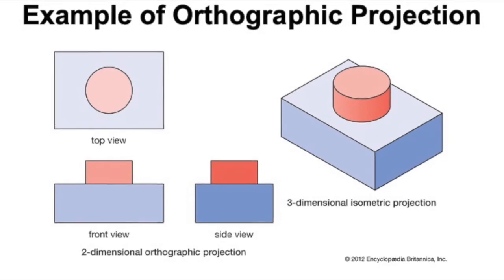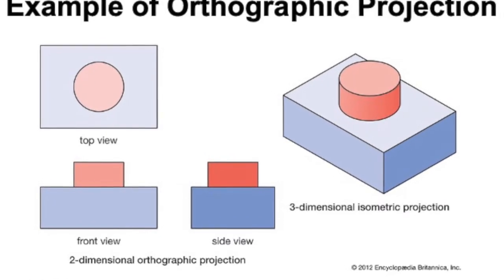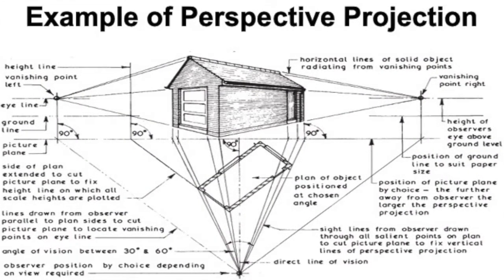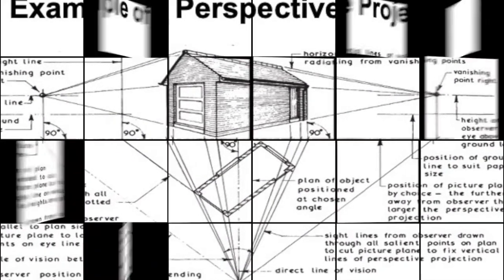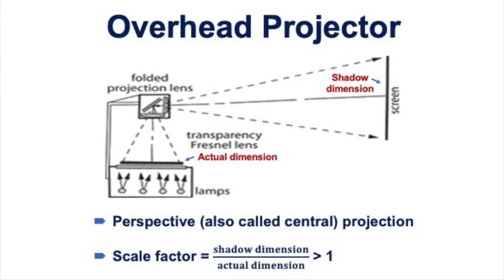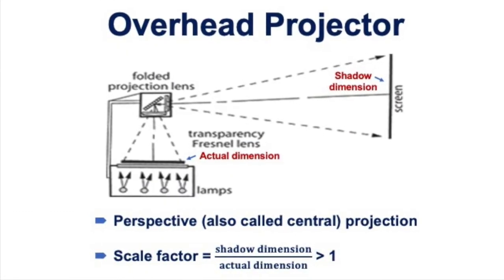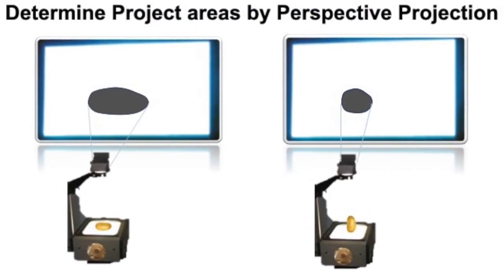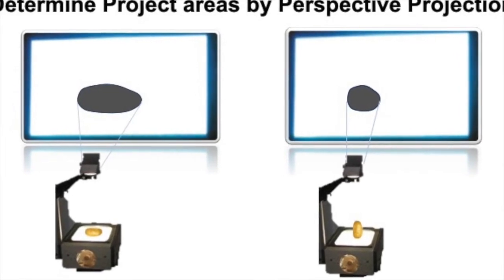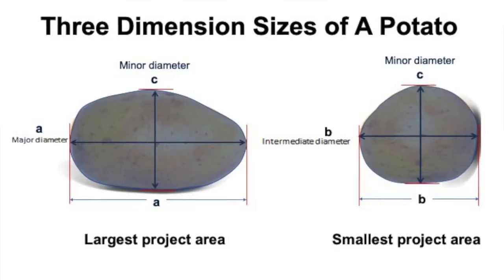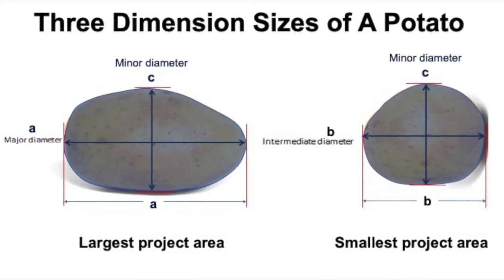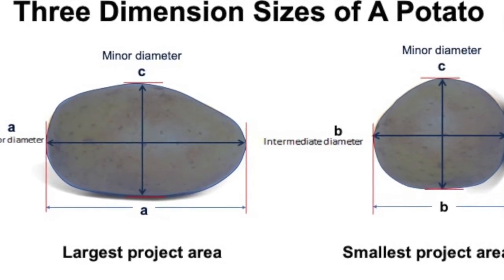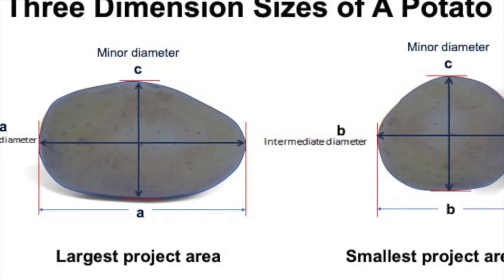Orthographic projection is widely used in mechanical drawing. Perspective projection has been widely applied in architecture drawing, overhead projectors, and many other applications. If a potato is properly put on an overhead projector, its largest and smallest project area can be obtained by perspective projection. According to the largest and smallest project areas, the three dimensions of the potato can also be determined.